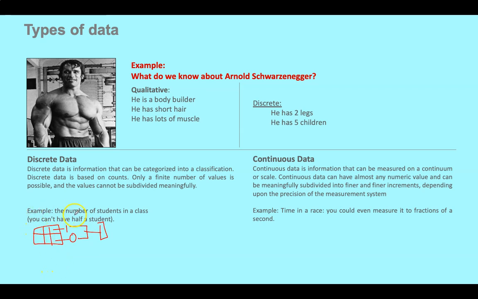Another example is the number of students in a class. The number of students would be either 10, 15, 16, 20, 30. It cannot be 12.5, right? Continuous data is information that can be measured on a continuum or a scale. Continuous data can have almost any numeric value, subdivided into finer increments depending on the precision of measurement. For example, you could even measure it to a fraction of a second, like time in a race.